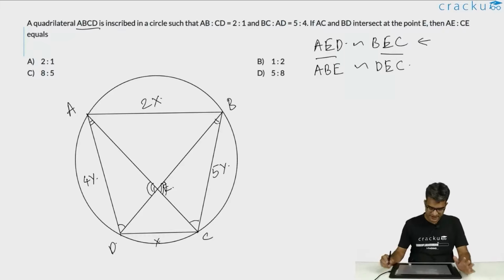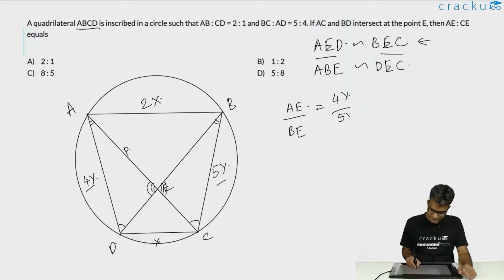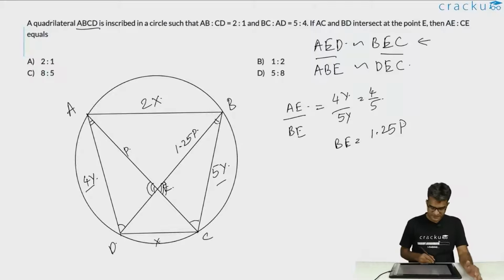So if you assume that the length of AE is P, what can we infer about the length of BE? We are looking at AED and BEC. So AE divided by BE is equal to 4y divided by 5y, which is equal to 4 by 5, or the length of BE will be equal to 1.25P. So this is equal to 1.25P. Similarly, if you assume that the length of ED is Q, the length of CE is 1.25Q.